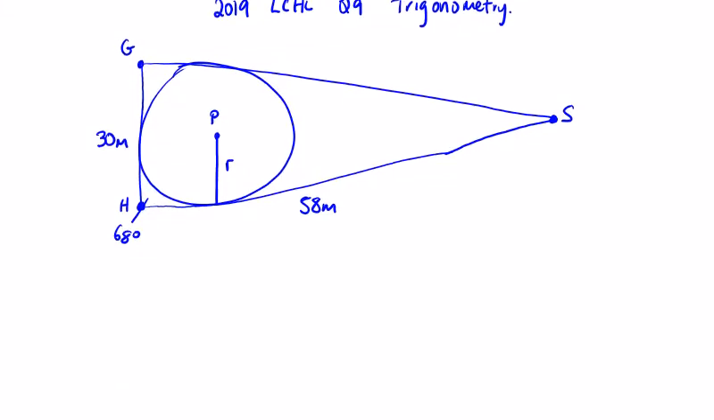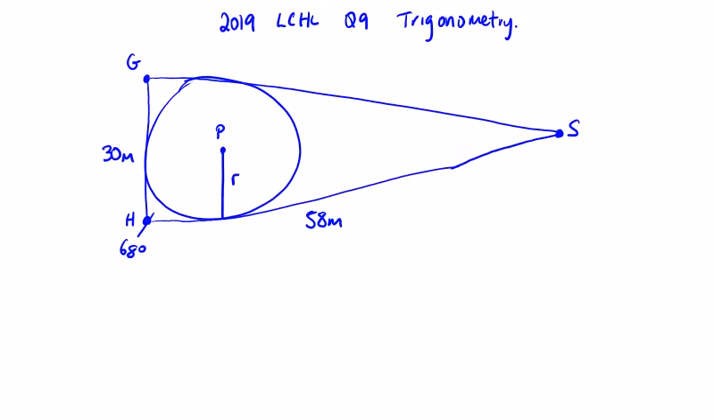So the 2019 Leaving Cert Higher Level question 9 was a trigonometry question. The first question, we'll read it out here. The diagram below shows a triangular patch of ground SGH with SH is 58, GH is 30, and the angle GHS is 68 degrees, this angle in here.